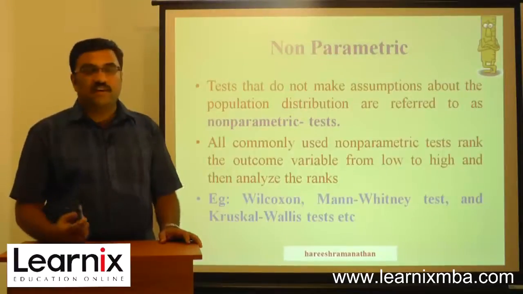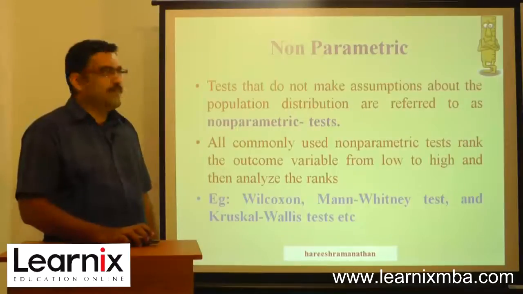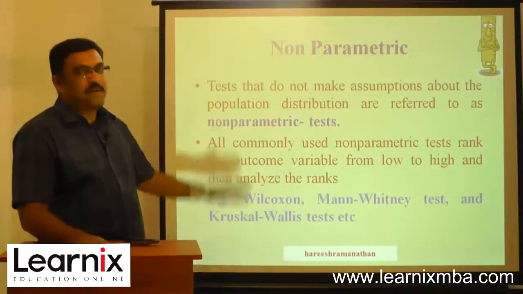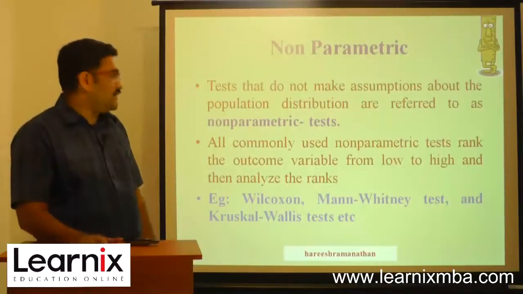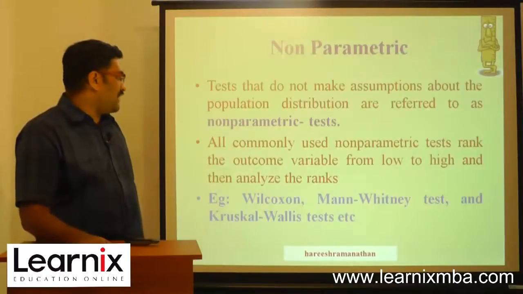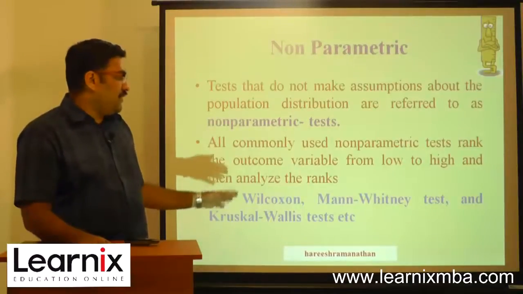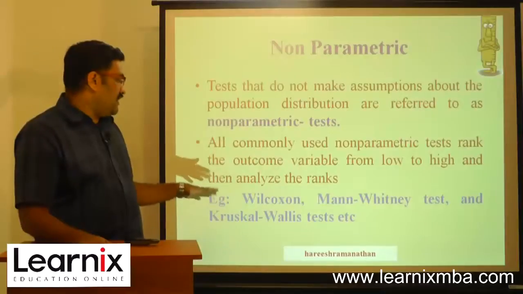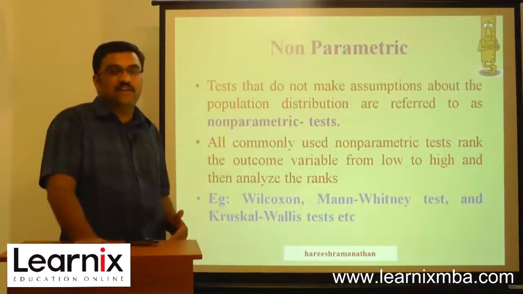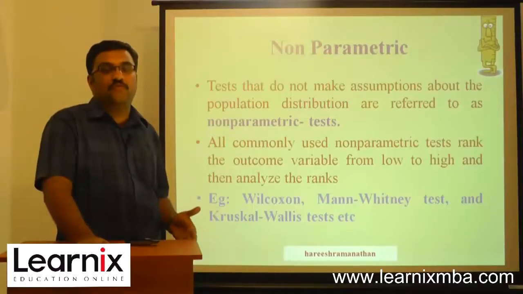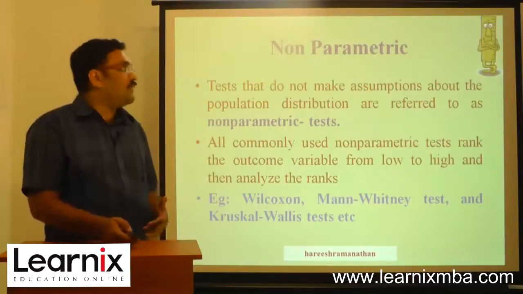You may then ask, what exactly are non-parametric tests like? Tests that do not make assumptions about the population distribution are referred to as non-parametric tests. So there are no restrictions, no parameters to be satisfied if you want to use any of these tests. All commonly used non-parametric tests rank the outcome variable from low to high and then analyze the ranks. For example, Wilcoxon sign test, Mann-Whitney U, Kruskal-Wallis test, all these are known non-parametric tests, and even the chi-square test is a known non-parametric test that we use for our hypothesis testing. We'll see one by one anyway.